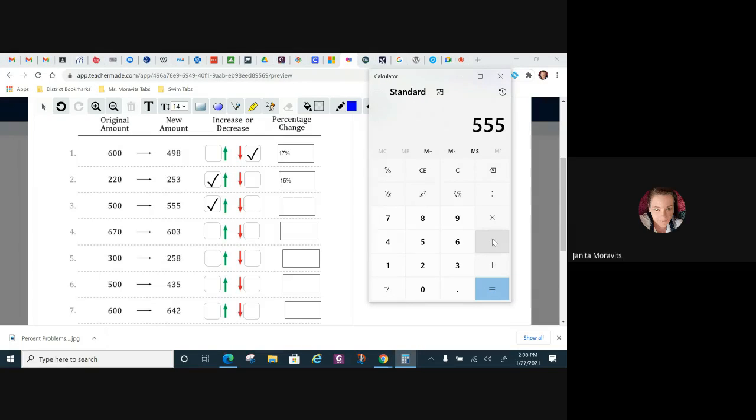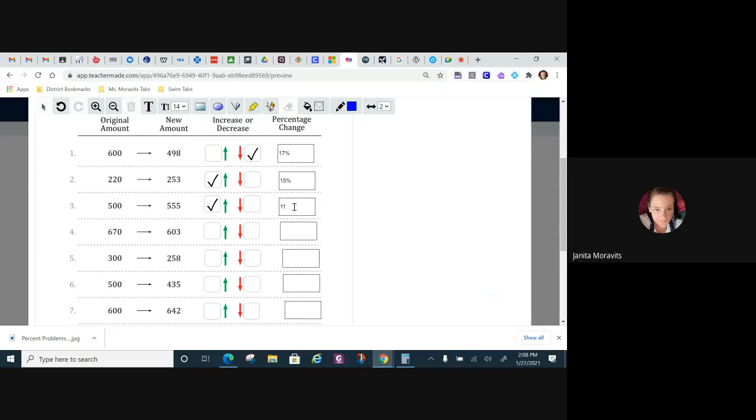555 minus 500 gives us 55. All right, so it increased by 55. And now we're going to divide that by our original number, which is 500. So we have 0.11. When we change that to a percentage, we go 2 places to the right. So that was an 11% increase.